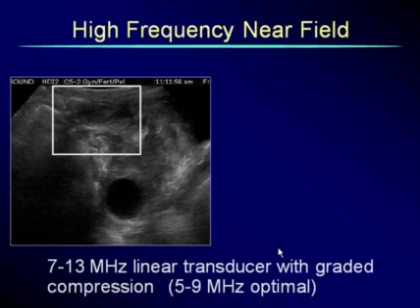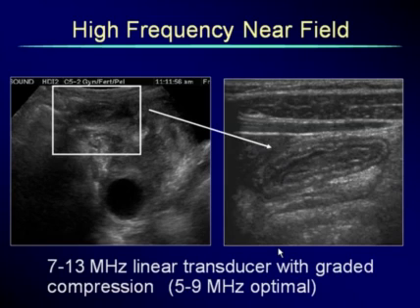Now, when we want to look for the appendix, one of the first things we have to remember is that this is located not that deep in the body. It's right under the abdominal wall. So we need to look under the abdominal wall, which means it's more superficial, which means we have to use high frequency transducers, usually 7 to 13 megahertz. 5 to 9 is about what most people use, 5 to 10. But we also need to do graded compression, so we want a flat surface to the probe.